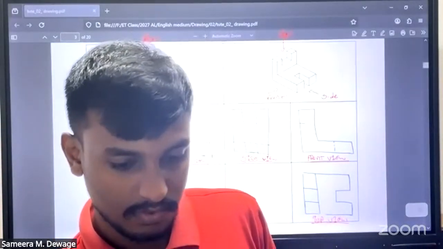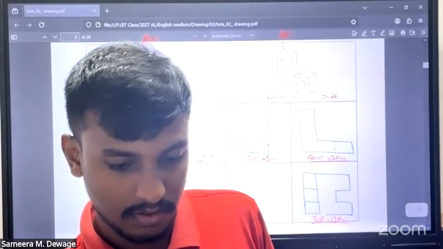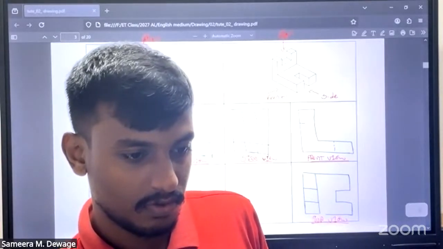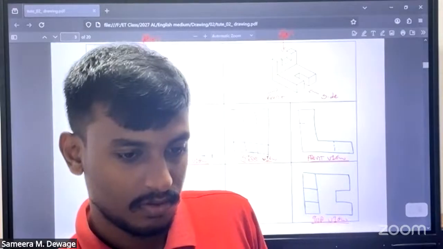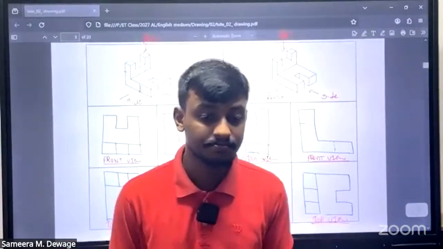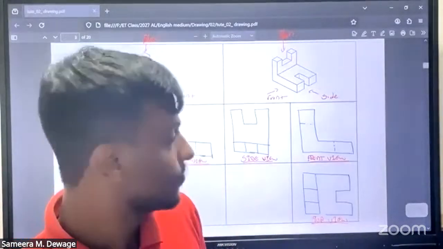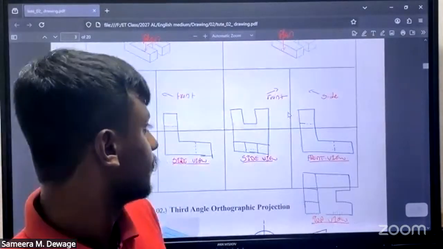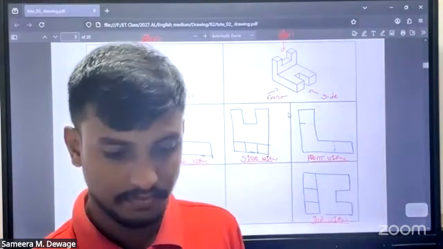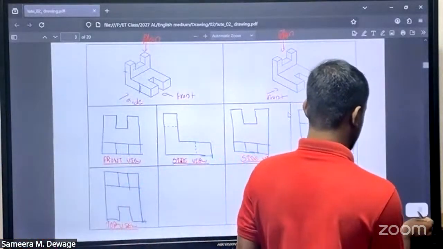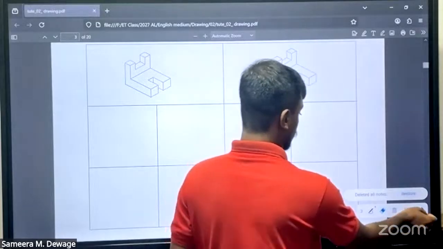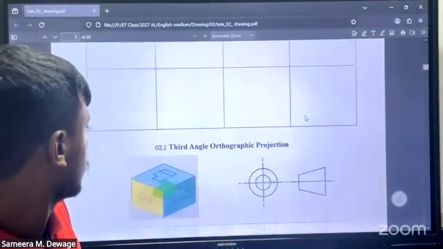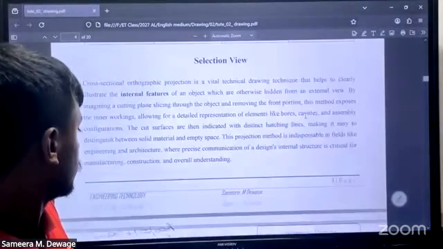Okay, right. There are some examples you can do here. The section view.